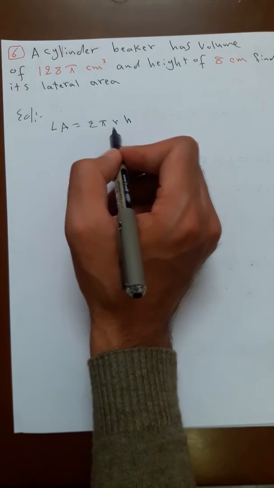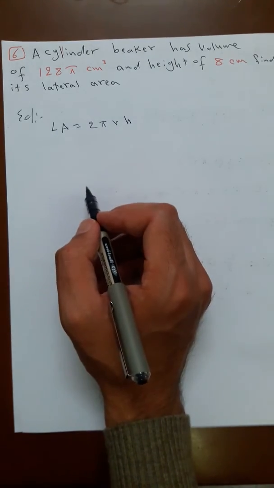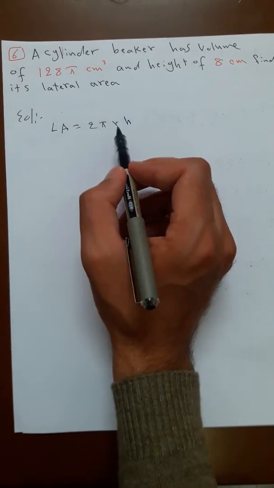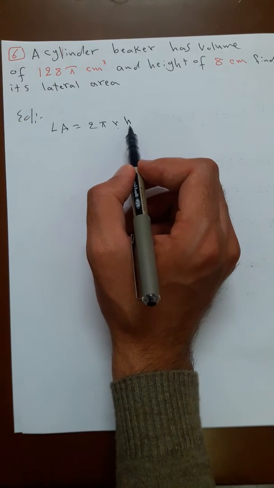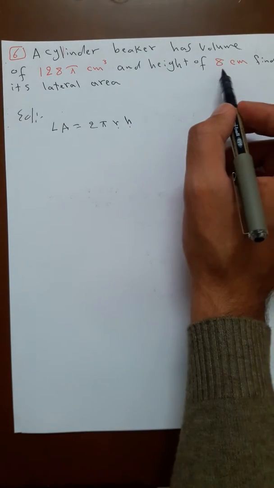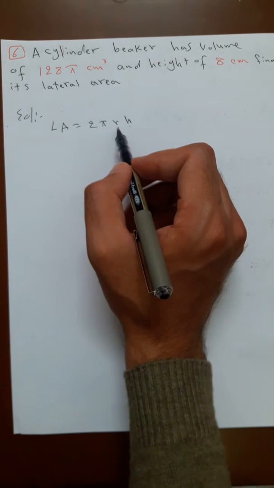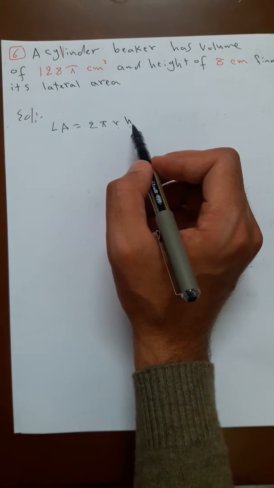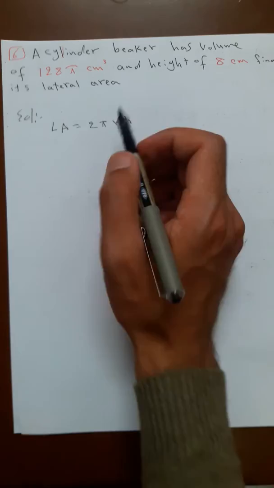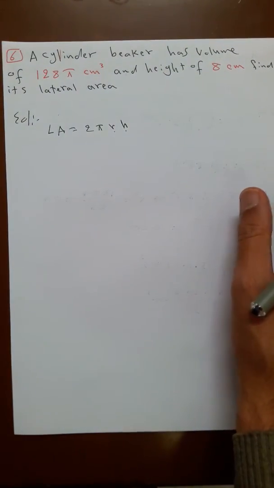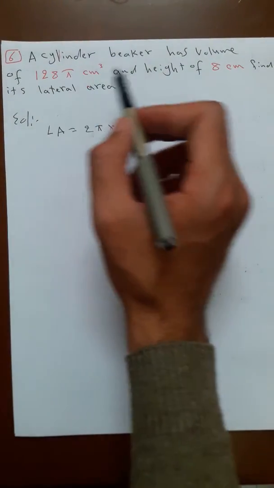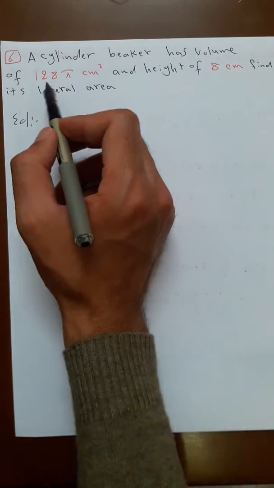This is the lateral area of the cylinder. To find the lateral area, I need the radius and height. Height is 8 cm, but there is no radius in the question, so I need to find the radius. To find the radius, I will use the rule of the volume.